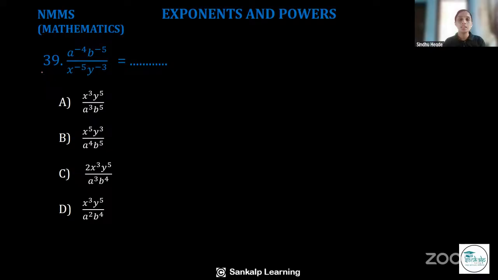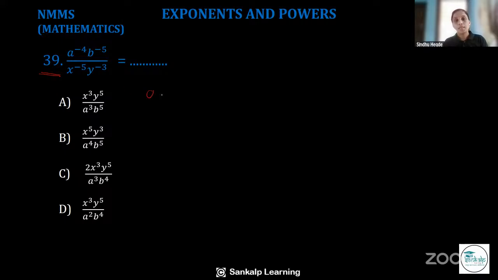Let us see question number 39 of the chapter Exponents and Powers. a raised to minus 4 into b raised to minus 5 divided by x raised to minus 5 into y raised to minus 3 is equal to dash. Option A, x cube y raised to 5 divided by a cube b raised to 5. B, x raised to 5 into y cube divided by a raised to 4 into b raised to 5. C, 2x cube into y raised to 5 divided by a cube into b raised to 4. D, x cube y raised to 5 divided by a square b raised to 4.